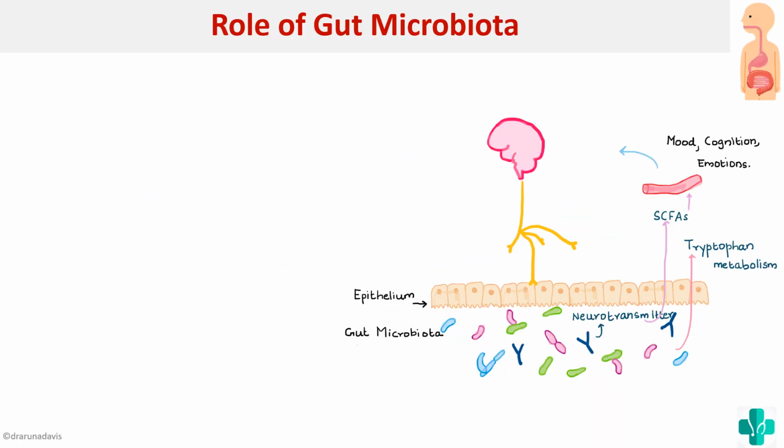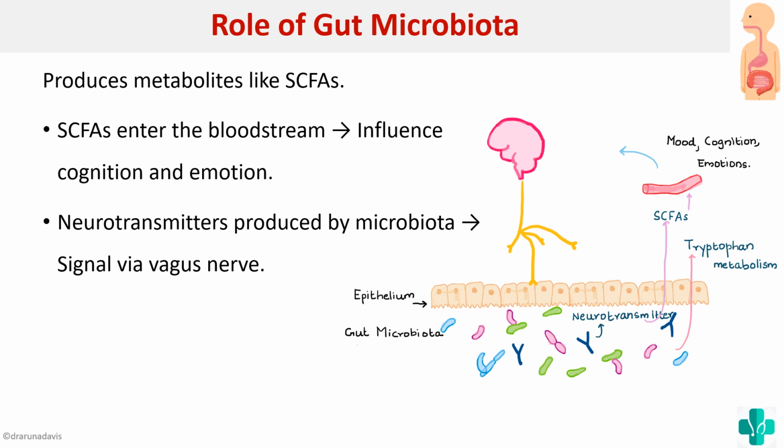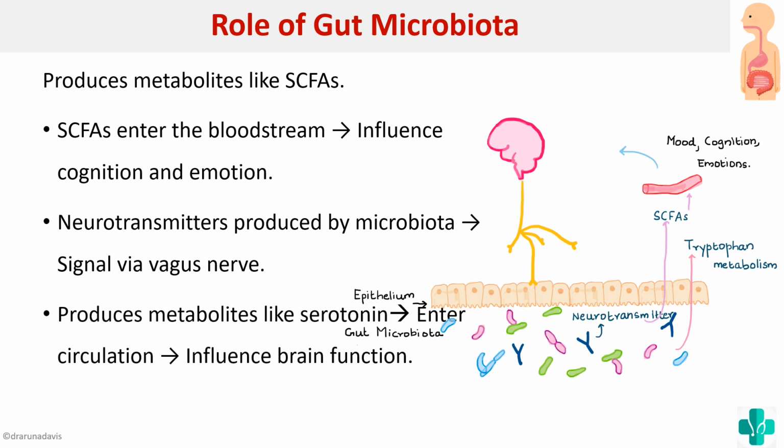So now let's see the role of the key components once again. What was the role of gut microbiota? It produces metabolites like short chain fatty acids. These short chain fatty acids enter the bloodstream and influence cognition and emotion. They also produce neurotransmitters and they can signal via the vagus nerve or also enter the circulation. And similarly, they produce metabolites like serotonin which enter the circulation and thereby influence the brain function.